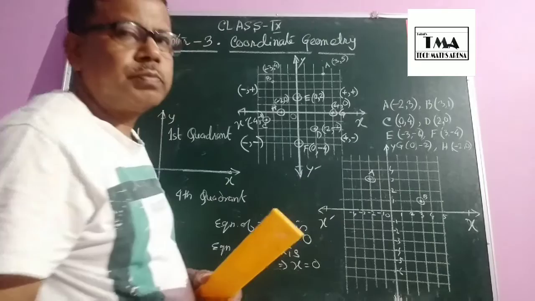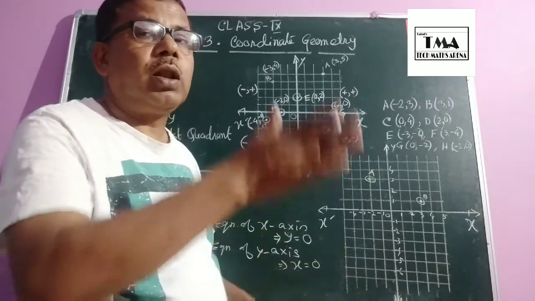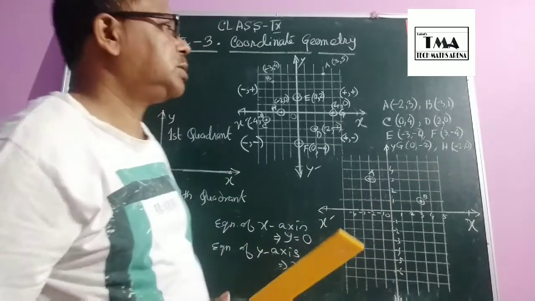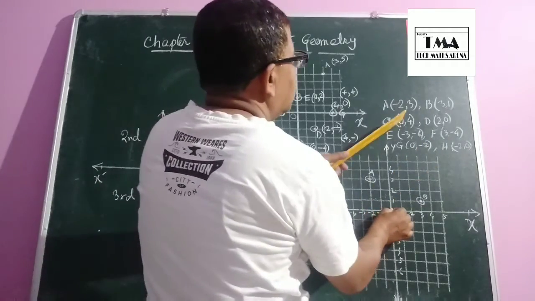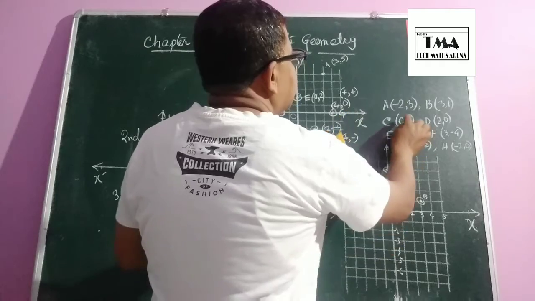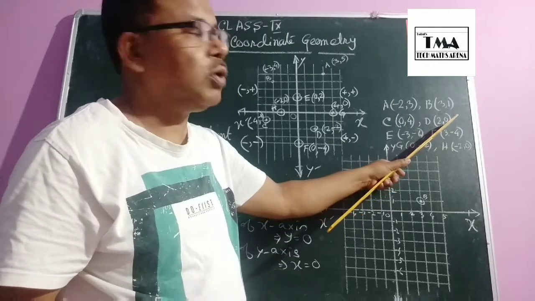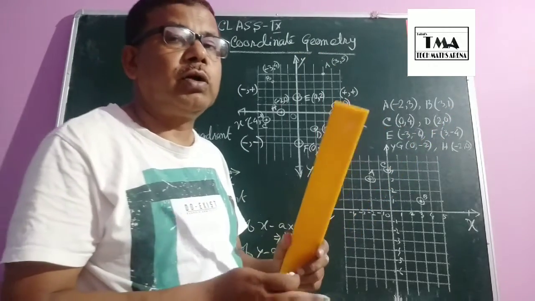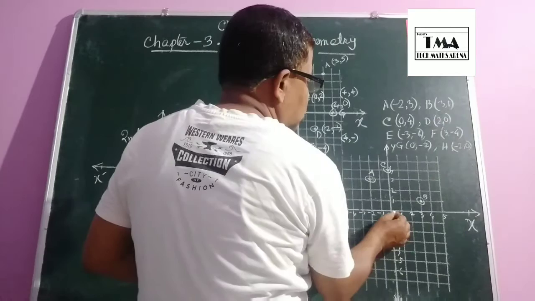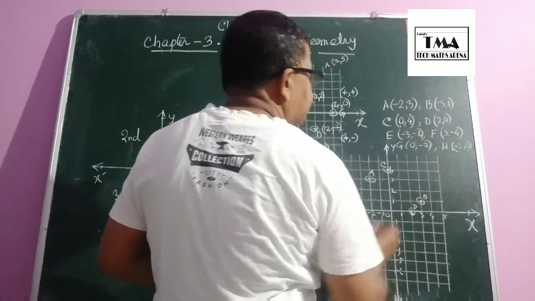This is (0, 4). The x coordinate is 0, so the point will lie on the y-axis. 0 and 4: 1, 2, 3, 4. This point is C. Then D, with y coordinate 0. Since the y coordinate is 0, the point will lie on the x-axis, the horizontal axis. So (2, 0): 1, 2, this is the point.